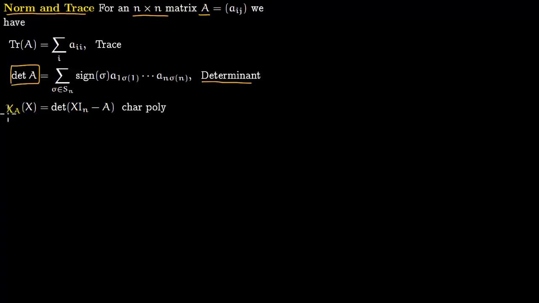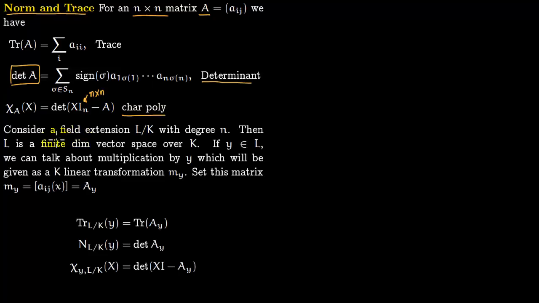So the characteristic polynomial, you have this chi_A(x). This is the determinant of x times the identity matrix, which has size n by n, minus A. So this is the characteristic polynomial. Now we come to the definition of norm and trace. You consider this field extension L over K, and this has degree n. Then L is a finite dimensional vector space over K, and this dimension is precisely n.